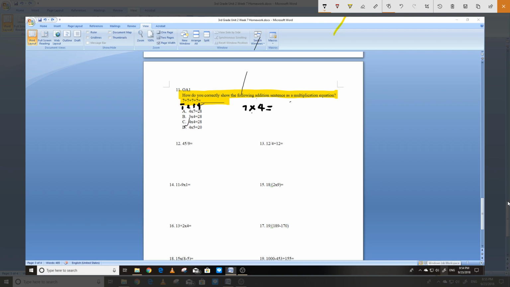So in this instance, we're going to count 7 four times. 7, 14, 21, 28. Our answer here is 28. So which answer choice looks like our equation? The answer here obviously is A. That is why A is our answer.